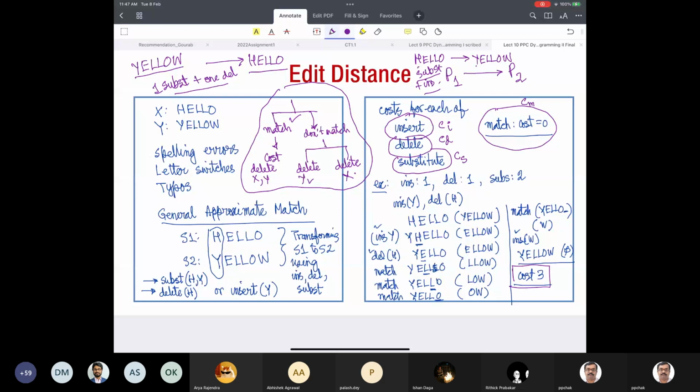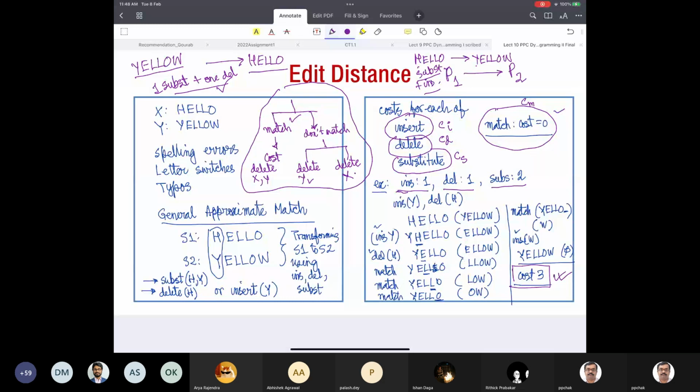For example, if I give match cost 0, insertion cost 1, deletion cost 1, and substitution cost 2, then like I have done here, I can convert one to the other in cost 3. If insertion, deletion, and substitution all cost 1, then what will be my new cost for conversion of hello to yellow or yellow to hello? So 2. Then it will be 2.